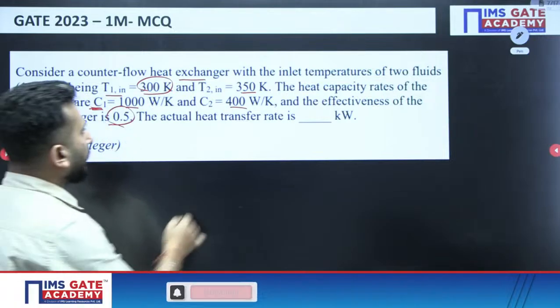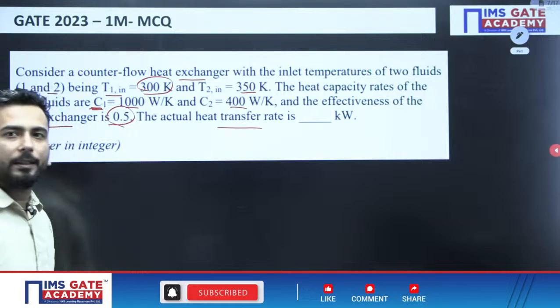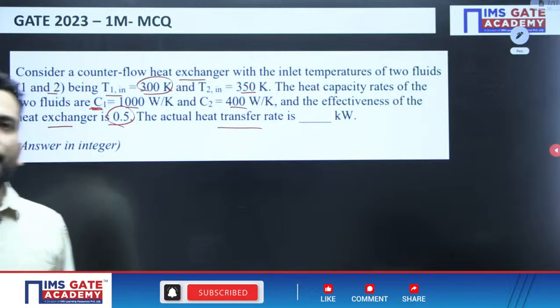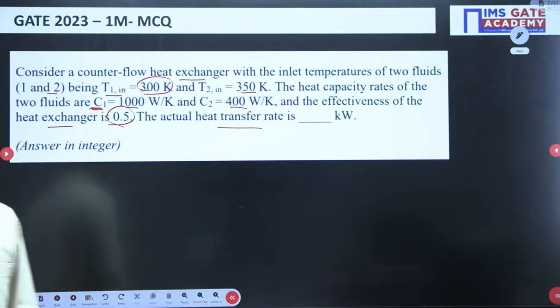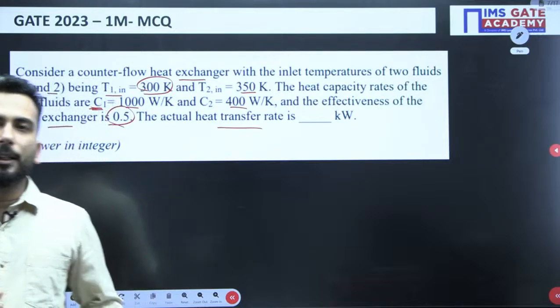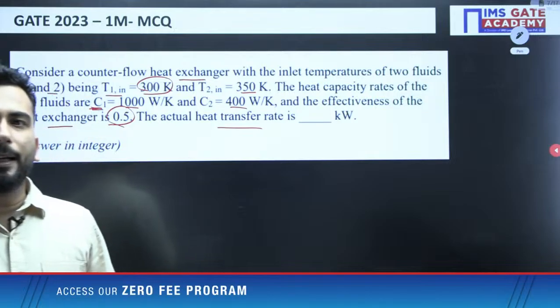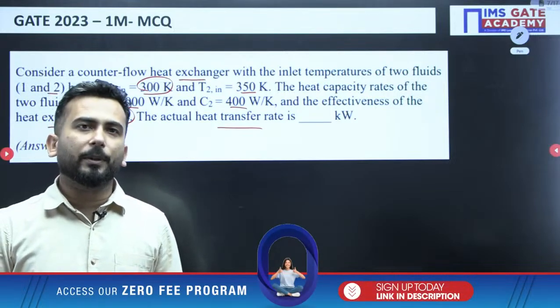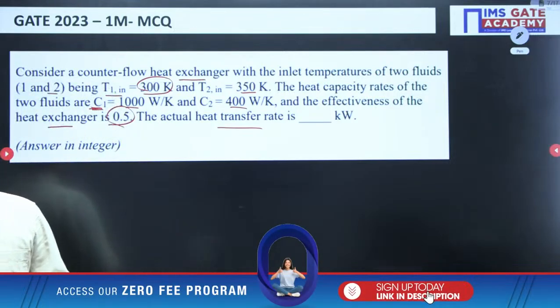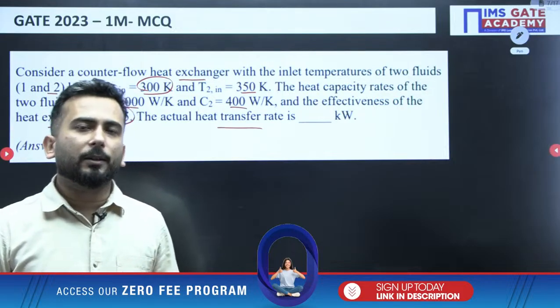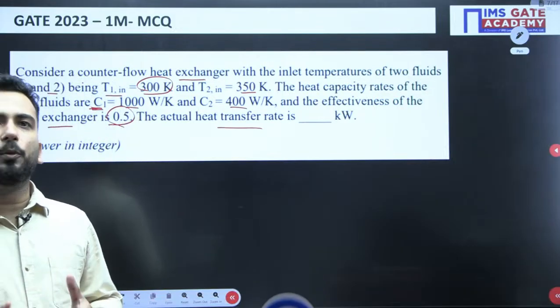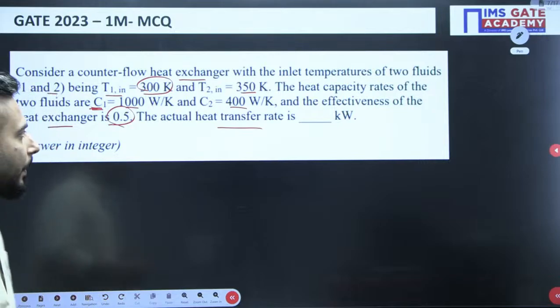He is asking what is the actual heat transfer rate. So my dear friends, again all these are expected topics, and the purpose of solving the PYQs over here is that you get to know what the most important topics are and that you prepare accordingly.